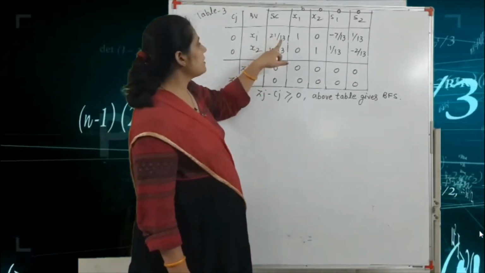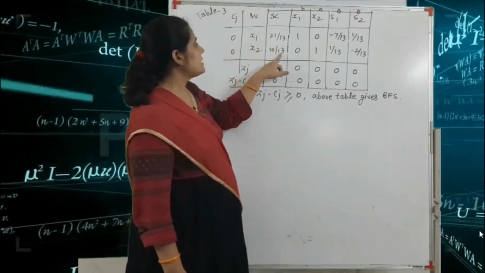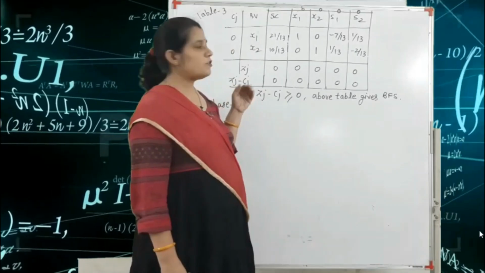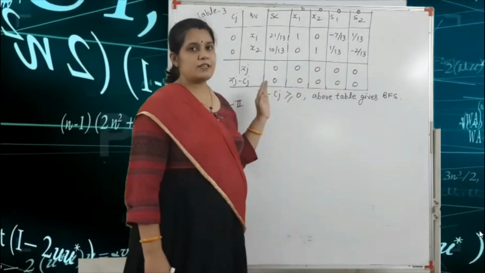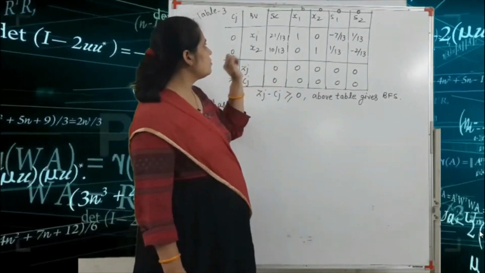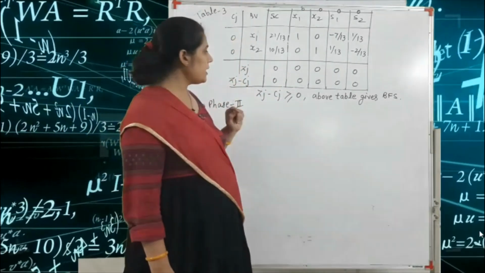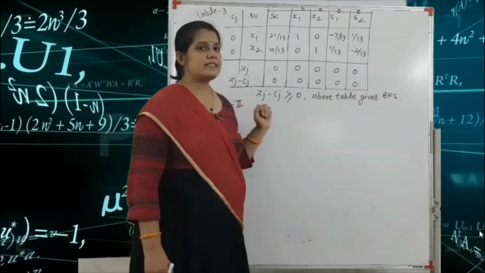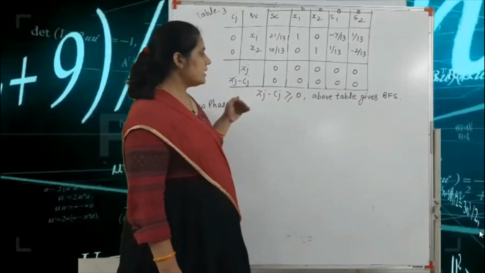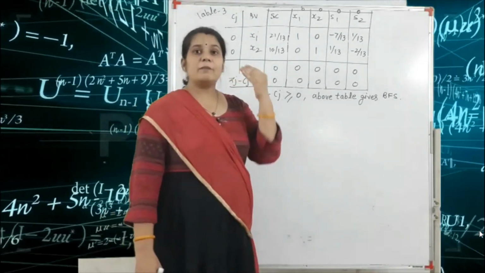So 21 by 13 into 0 plus 10 by 13 into 0. So here the Cj values are 0, 0. So all this row is 0. So Zj minus Cj is also 0 because Zj is 0 and Cj is also 0. Okay. So here Zj minus Cj is greater than or equal to 0, that means equal to 0. So here our phase 1 is completed.